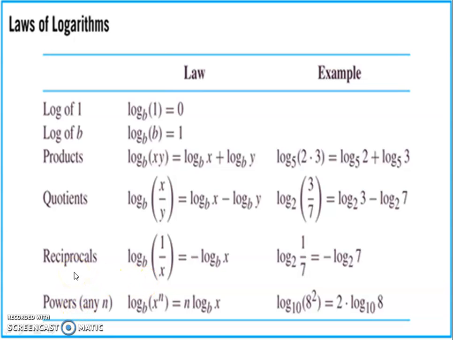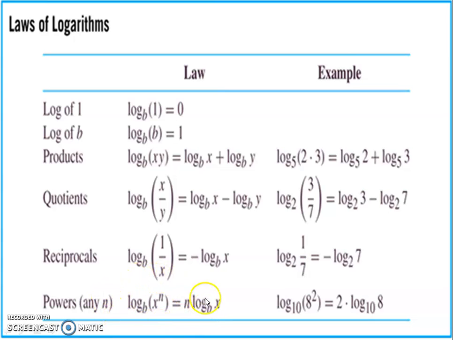Towards the reciprocal form, we first look at the power function law. Log x raised to n to the base b is equal to n log x to the base b. This n goes to the left-hand side of the log function. For example, I put x equal to 8, n equal to 2, b equal to 10. Then we derive 2 log 8 to the base 10.